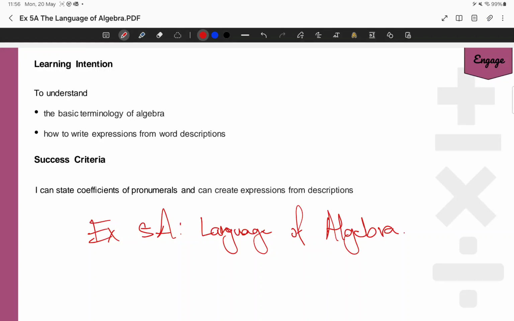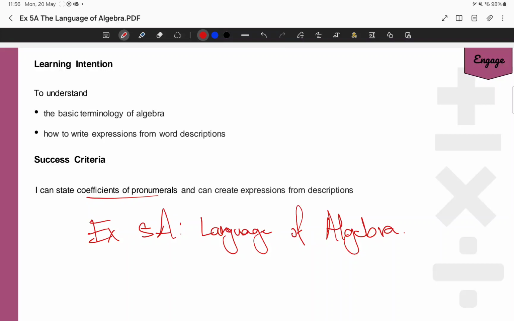The learning intention for today is to understand the basic terminology of algebra. What that means is the different language that they're going to be using and how to write expressions from word descriptions, using those different keywords and what they mean in terms of symbols and operations. The success criteria is: I can state coefficients of pronumerals and create expressions from descriptions.